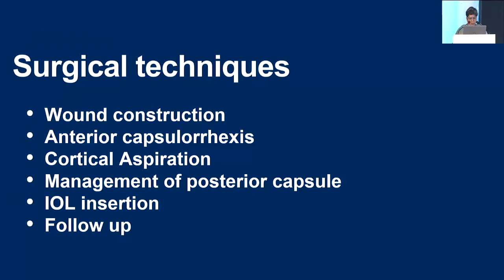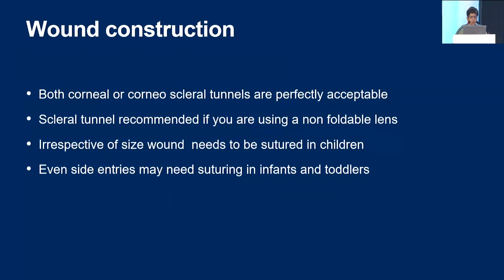So these are your steps while doing surgery in this. So how do you do wound construction? You can use either a corneoscleral tunnel or a corneal tunnel. Both are perfectly acceptable, give equally good results. And if you are a beginner, probably scleral tunnel is recommended because it is definitely more forgiving, and you can put sutures. You don't have to remove sutures because it will be covered by conjunctiva.